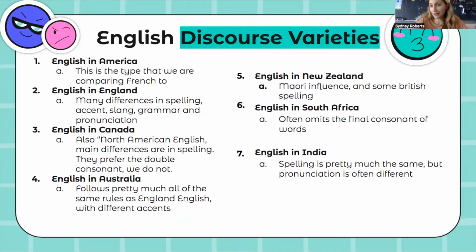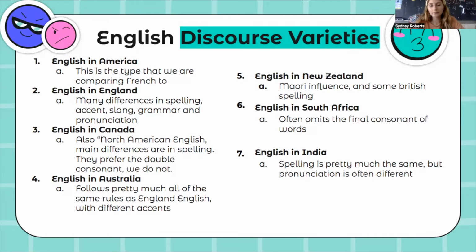Those are probably the most common differences we see with discourse varieties in English. English in Canada, also known as North American English. Pretty much the main differences are spelling. They tend to double up the consonant. We don't like the double L's in words that American English would not do, but otherwise very, very similar.